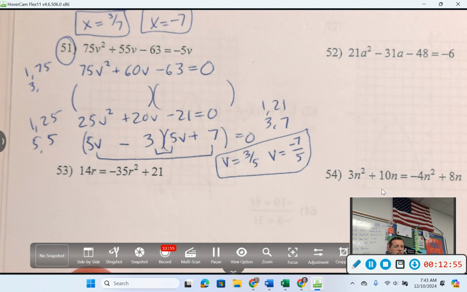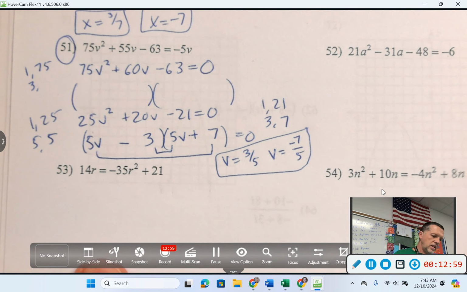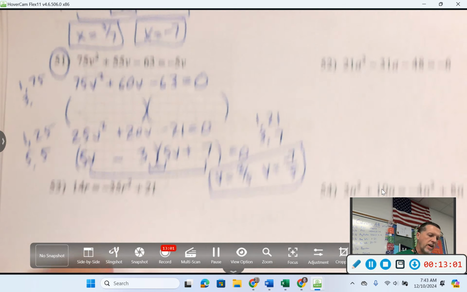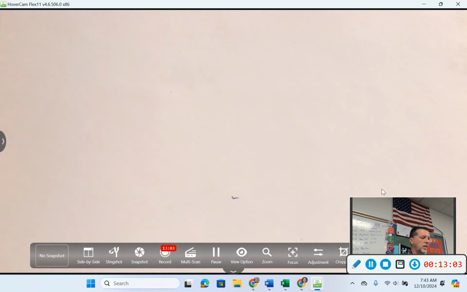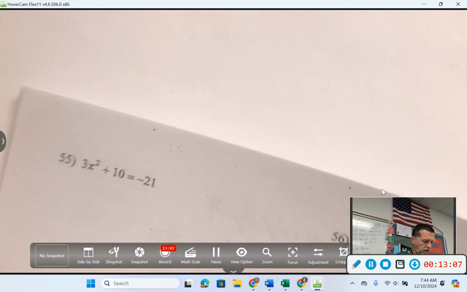Yuck. More factoring, more factoring, more factoring. And more factoring, and more factoring, and more factoring.